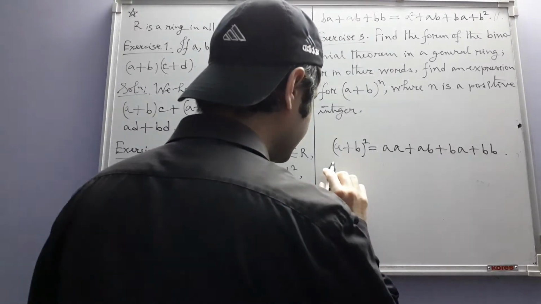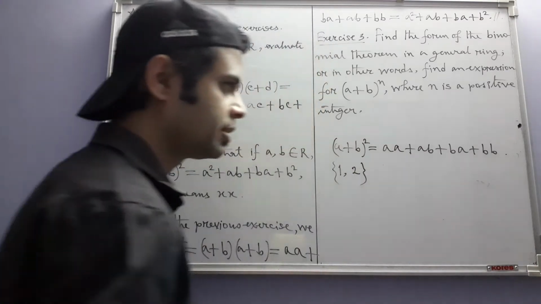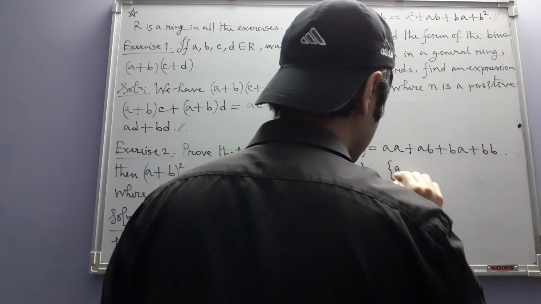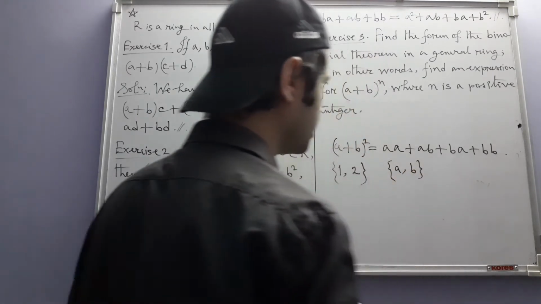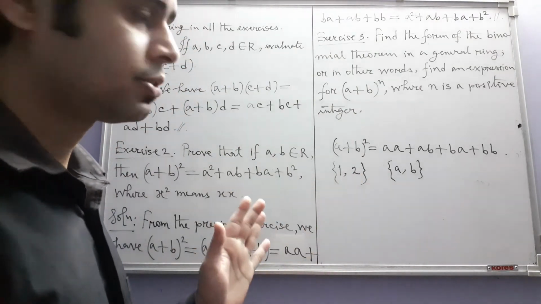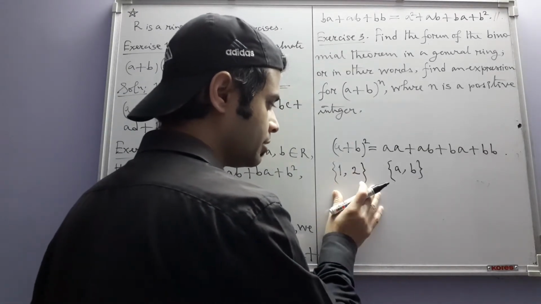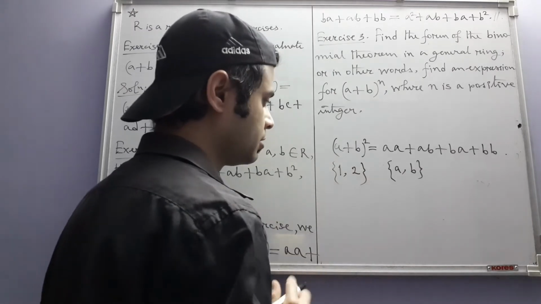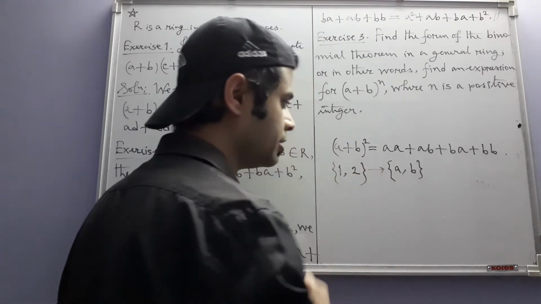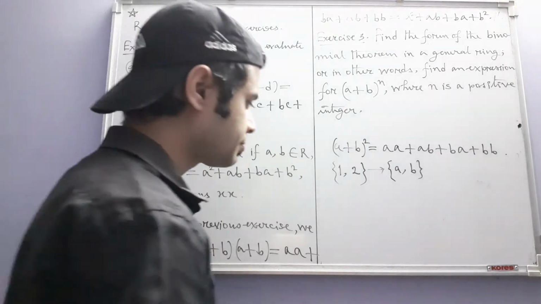Now, look at this set of the first two positive integers, 1 and 2. Also, look at the set consisting of these two elements in the ring, A and B. Note that A and B may or may not be equal. That's not the problem. Now we consider all functions from this set into this set. All functions. How many such functions are there? Let us see.